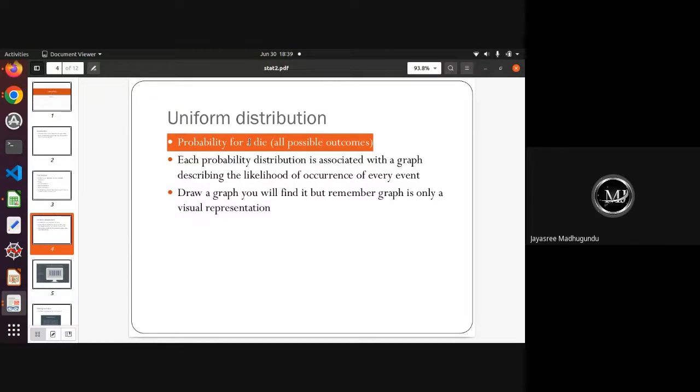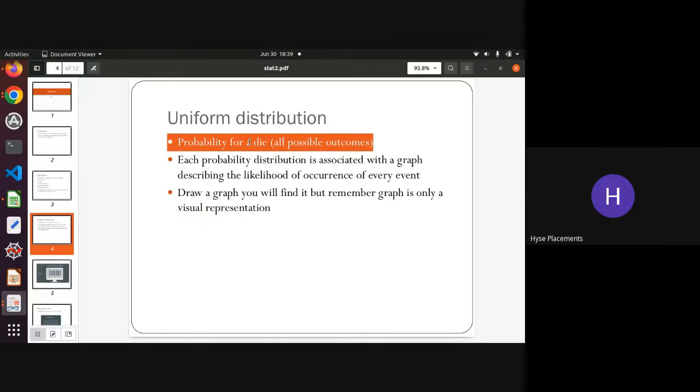1/6, right? That's 1 by 6. So the chances of getting 1 out of 6 values is 1/6. Each probability distribution is associated with a graph describing the likelihood of occurrence of every event. That means the occurrence of 1 is 1/6, and we are going to represent that in the graph.